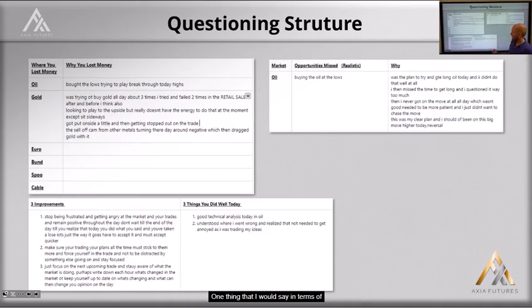One thing I would say in terms of improvement here: simple instructions are not necessarily going to help. Stop being frustrated and getting angry. Everyone would like to do that, but you've then got to, and it goes on, remain positive throughout the day. It's great to remain positive. Okay, so how are you going to do that? What is it that you can do?